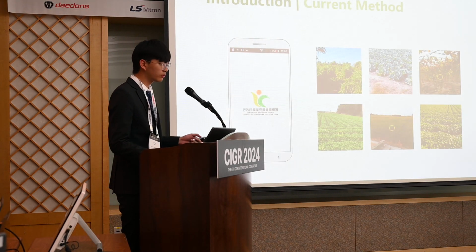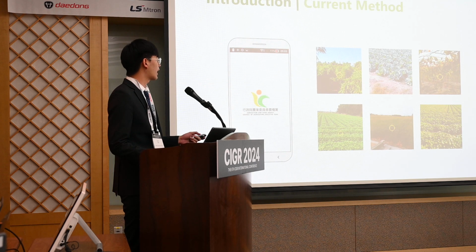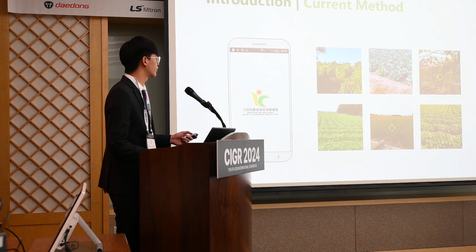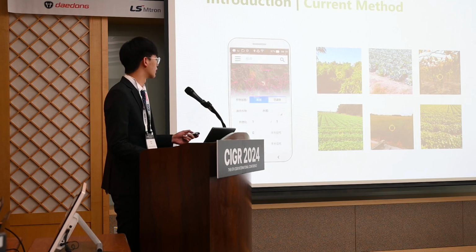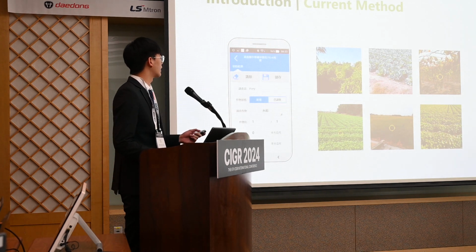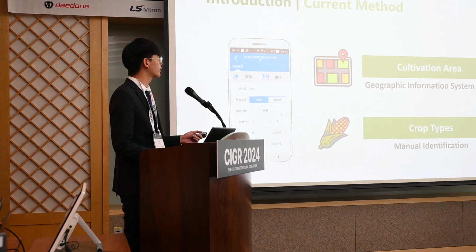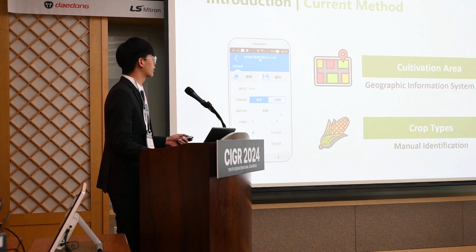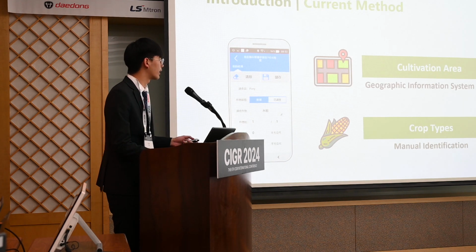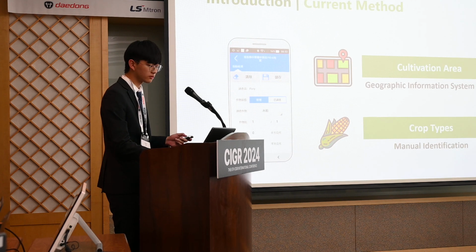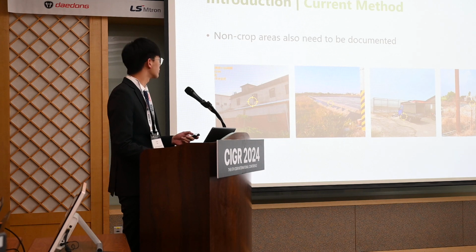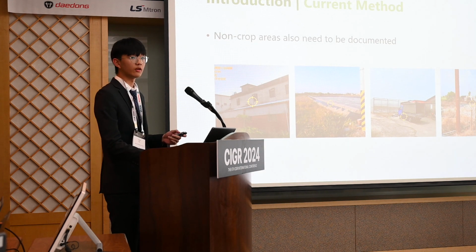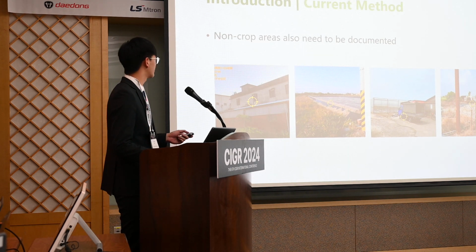And the enumerators will use a mobile app developed by the Food and Agricultural Agencies to take photos of the crops. And then they will record the cultivation area by geographic information system and the crop types manually. Moreover, it is important to know whether an area is used for farming. So it is also necessary to record the non-crop areas.